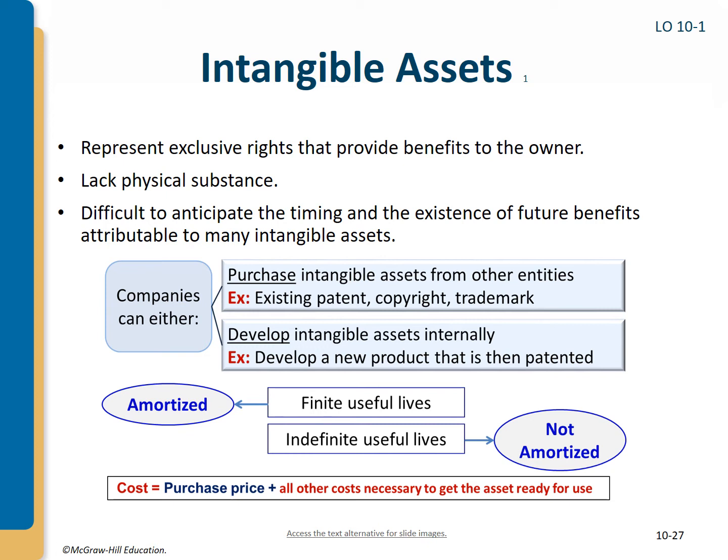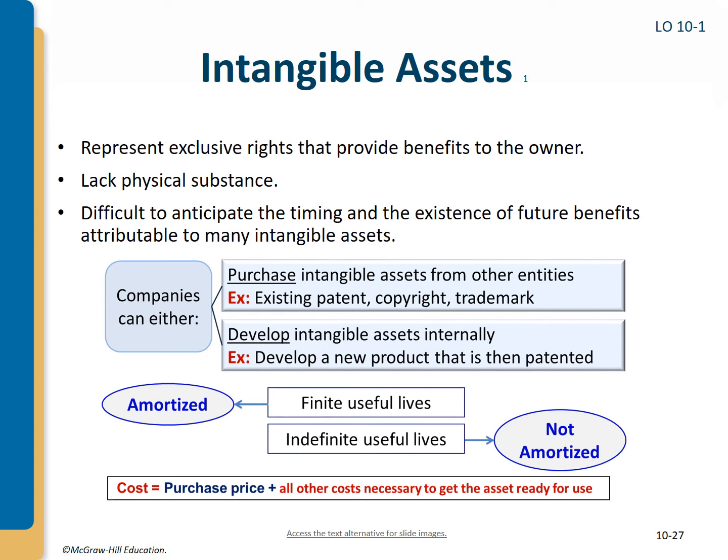Moving to intangible assets. Intangible assets represent exclusive rights that provide benefits to the owner. They lack physical form. It's difficult to anticipate the timing and existence of future benefits attributable to many intangible assets. Companies can either first purchase an intangible asset that's already been created, existing patents, copyrights, trademarks, or they could develop their own. So maybe they develop a new product that is patented.